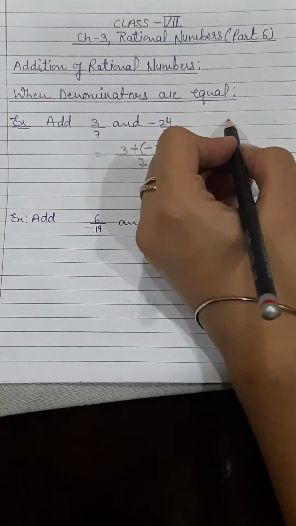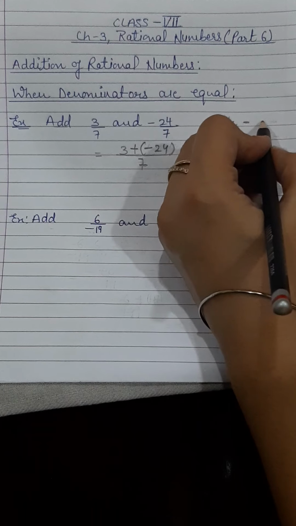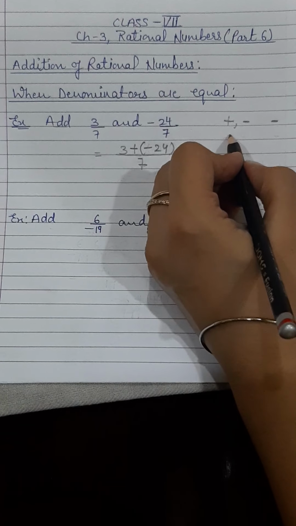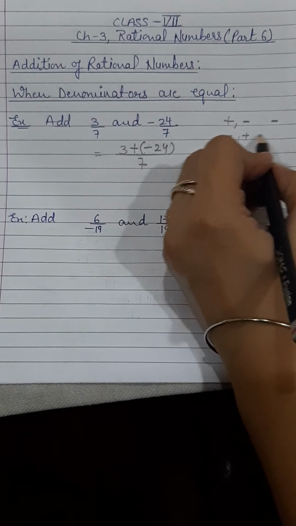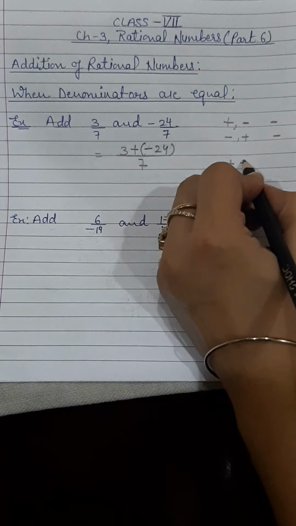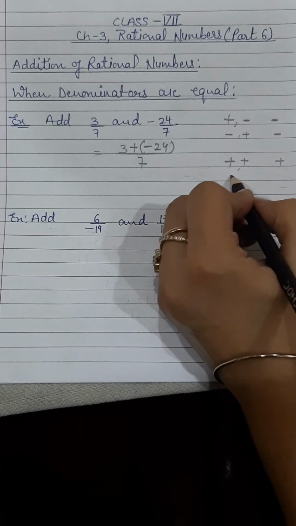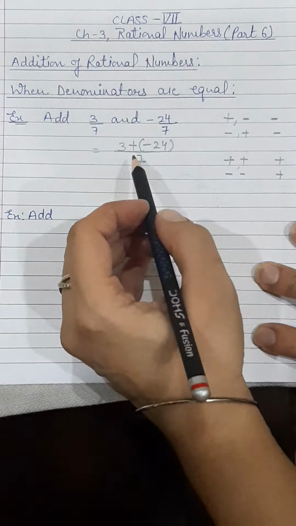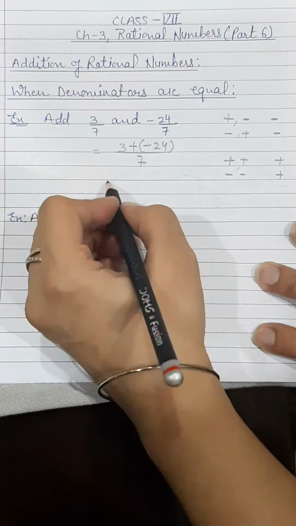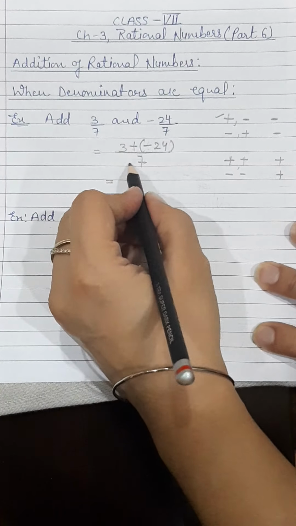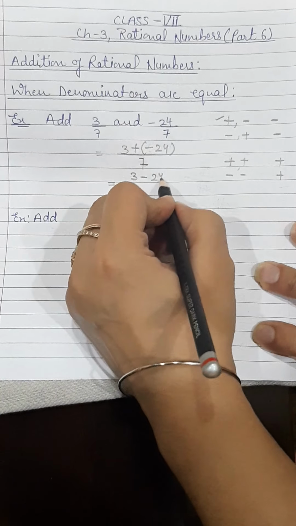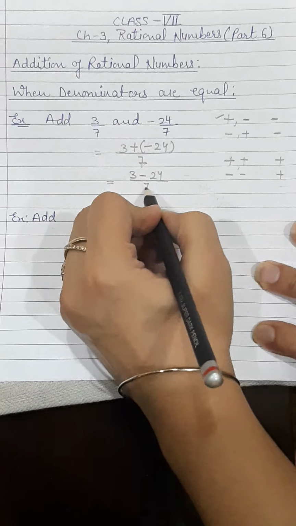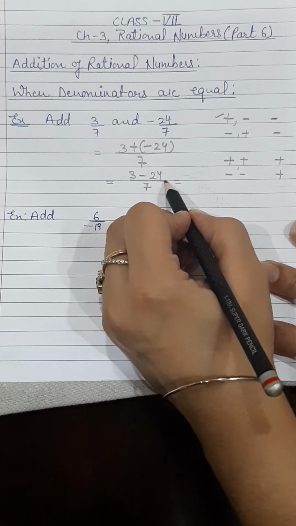So for different signs, you have to write a negative sign. And for the same sign, you have to write a positive sign. Clear? So here you can see different signs are there, and for different signs you have to write a negative sign. So you will write 3 minus 24 by 7. Now you have to do the 3 plus minus 24 operation.